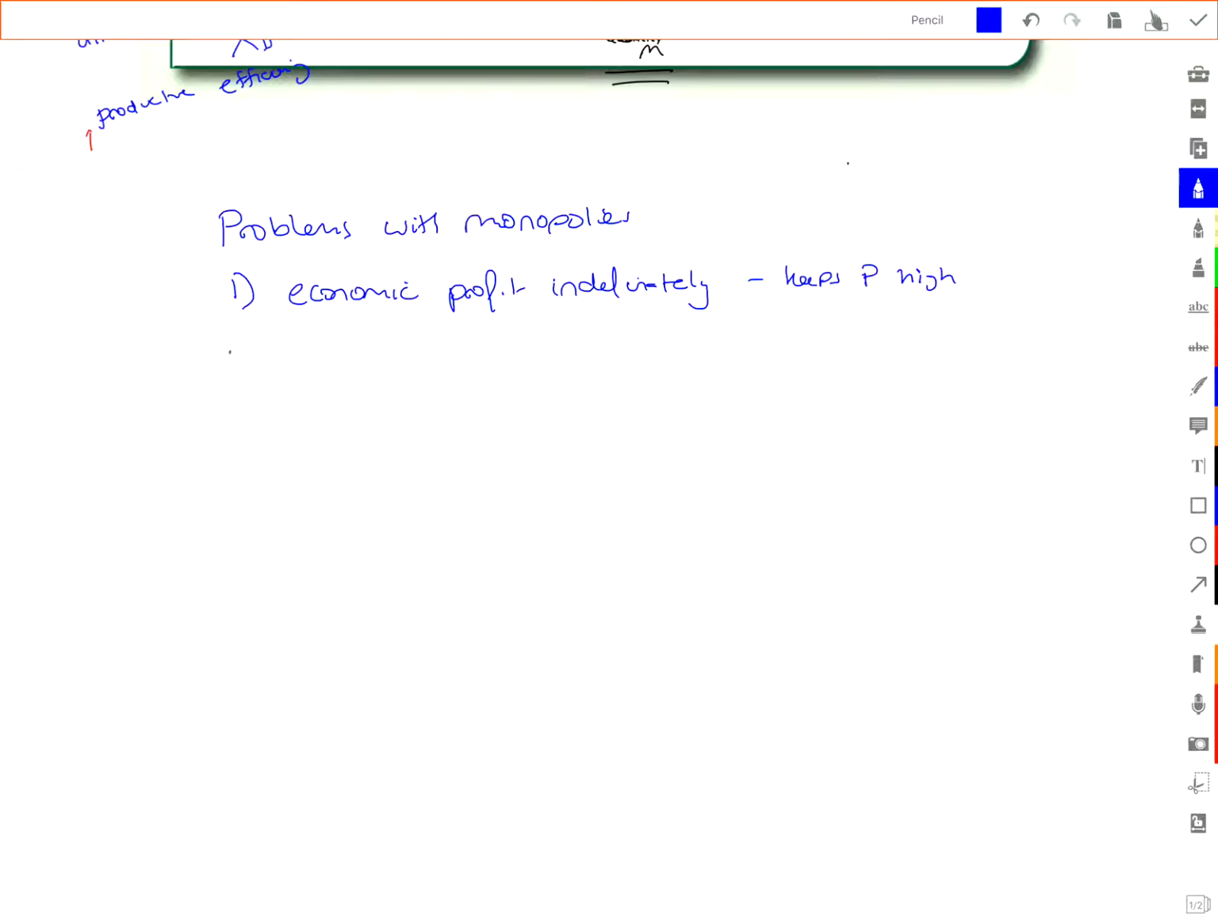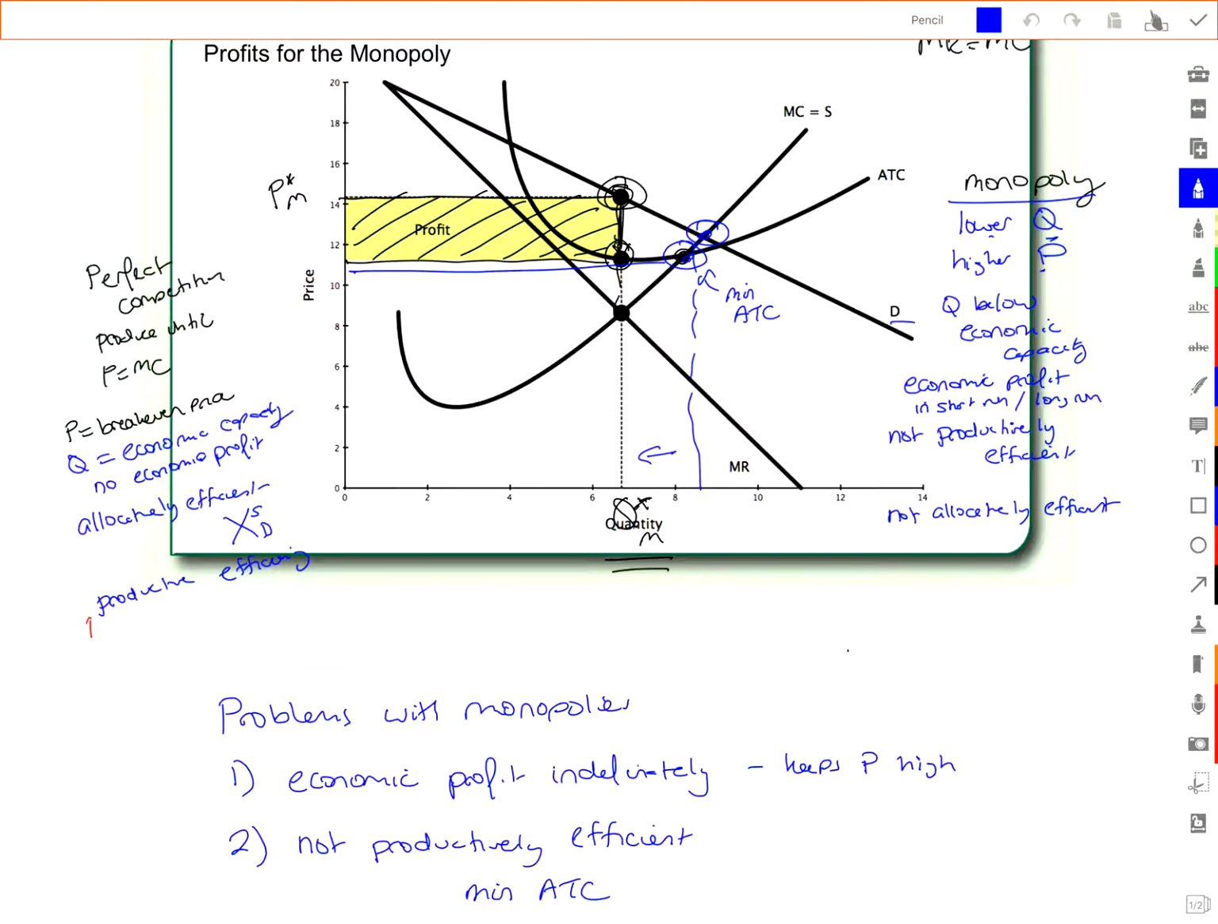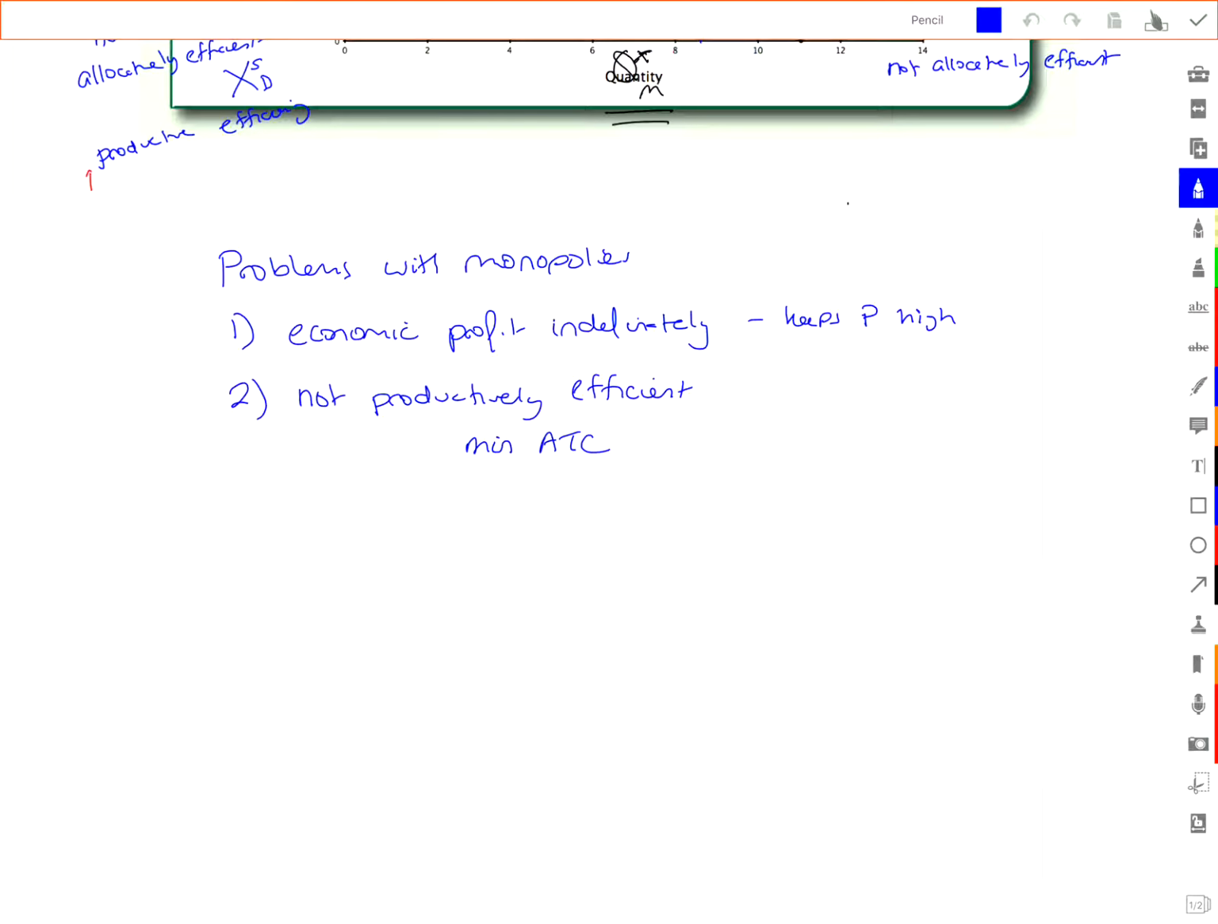All right, the second problem with monopolies is that they are not productively efficient. Productively efficient means you're at the minimum average total cost. And what we saw here is that we're not at that minimum average total cost. The monopoly intentionally produces less than economic capacity so that they can charge more.